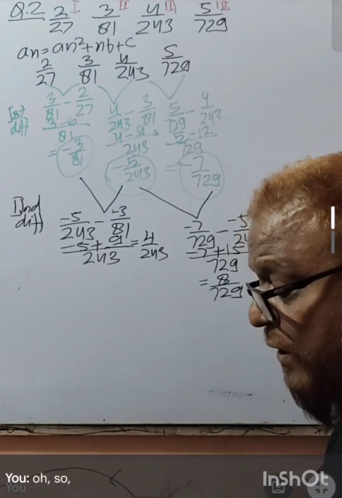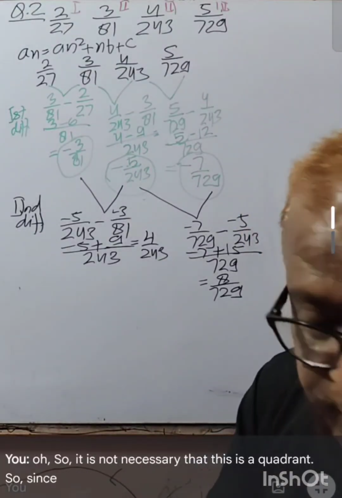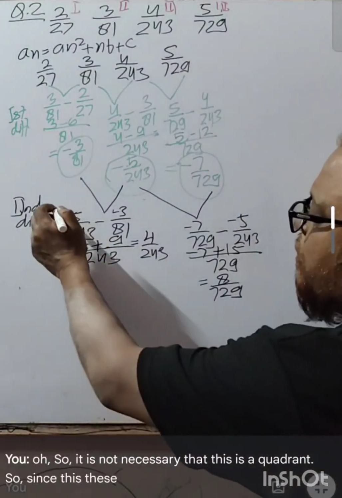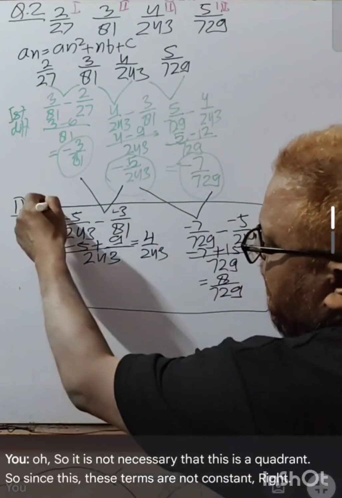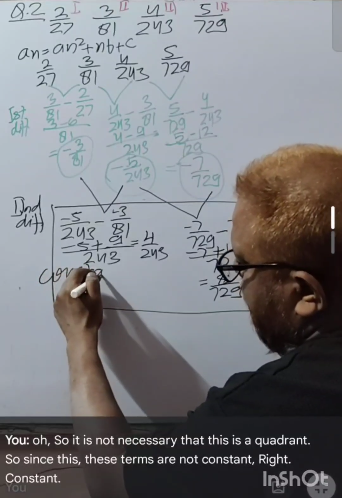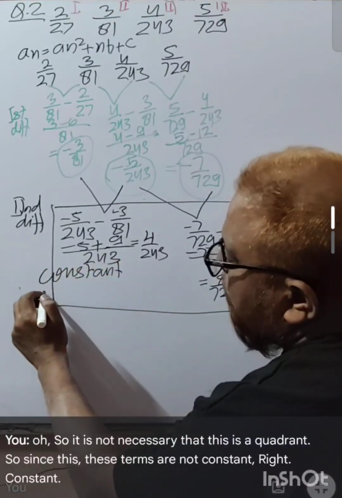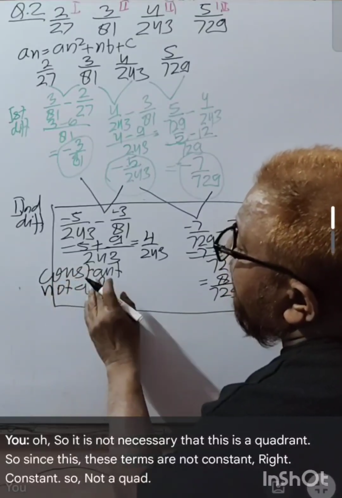So it is not necessary that this is a quadratic. Since these terms are not constant, right? Constant. So, not a quadratic sequence.